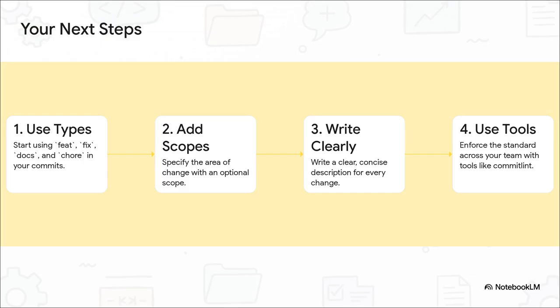So, ready to get started? It's a pretty simple 4-step process. First, just start using the basic types like feat and fix. Then, start adding a scope to be more specific. Always focus on writing a clear description. And then finally, once the habit is there, you can introduce tools like commitlint to keep the whole team consistent.